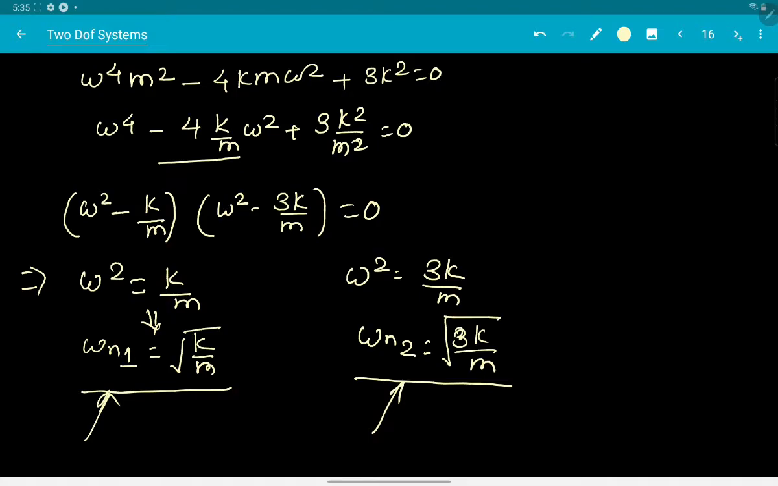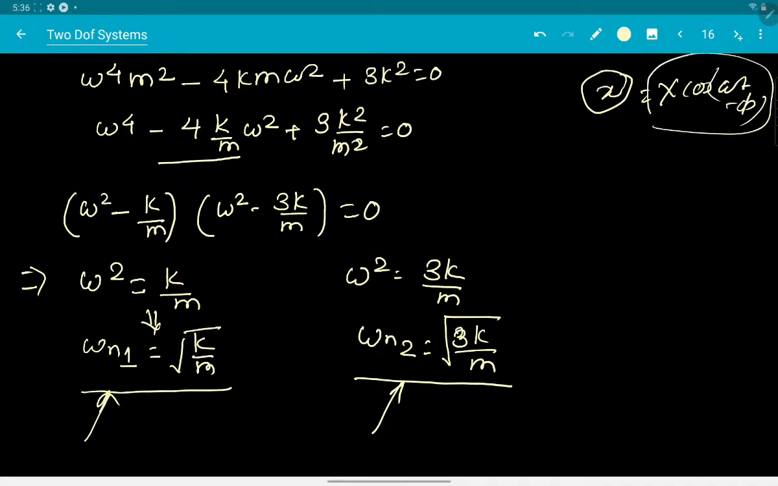In a single degree of freedom system, we started with the assumption that x, which was the unknown displacement, was harmonic in nature. With this harmonicity, if this has to be the solution of x, then what should omega be? We ended up with one single frequency, which we called the natural frequency.